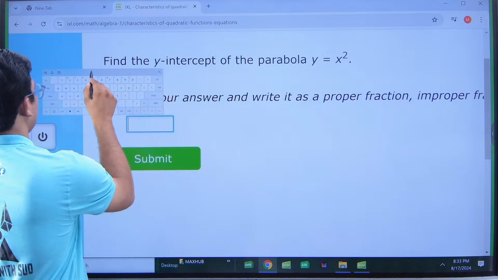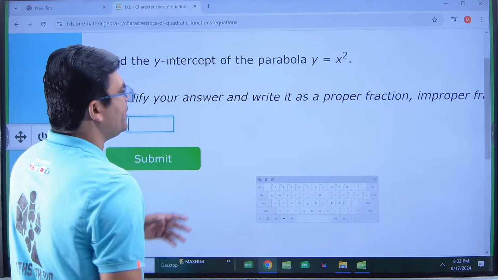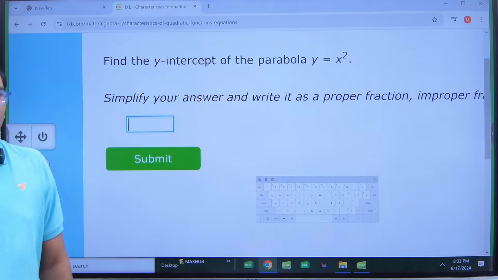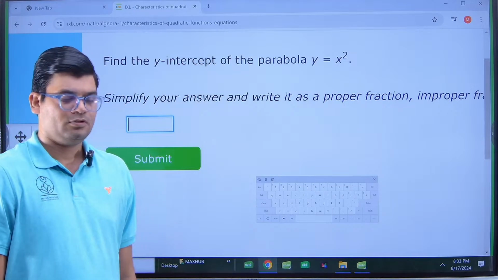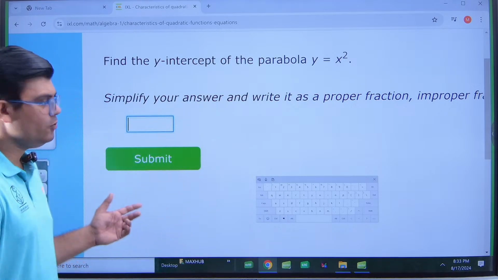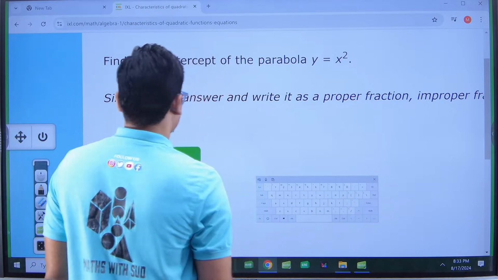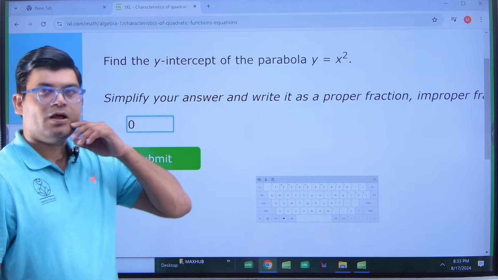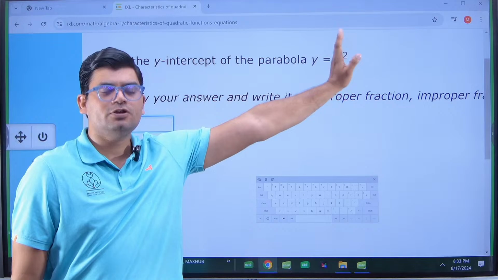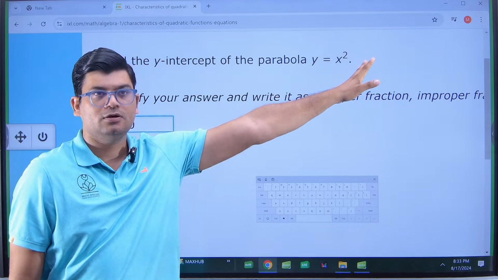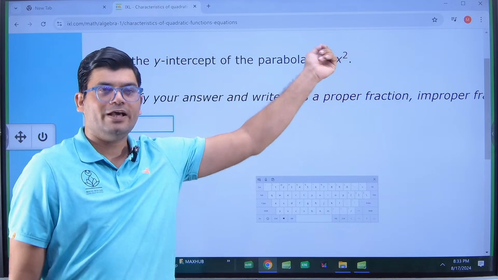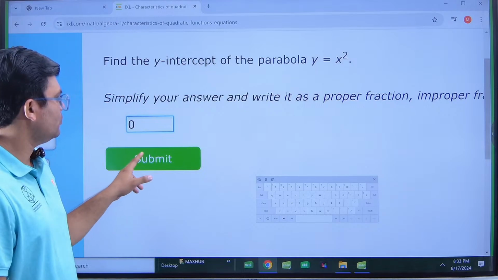Y-intercept means you can keep x is equal to 0. Because this is a parent function, you don't need to do anything. So it is going to be 0 only, right? Yes, because x squared is the parent function. In fact, if you put x is equal to 0, y will come as 0 only. Y is equal to x square, so 0 square is 0.